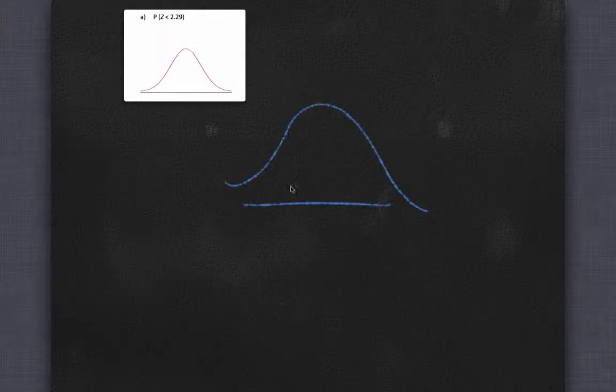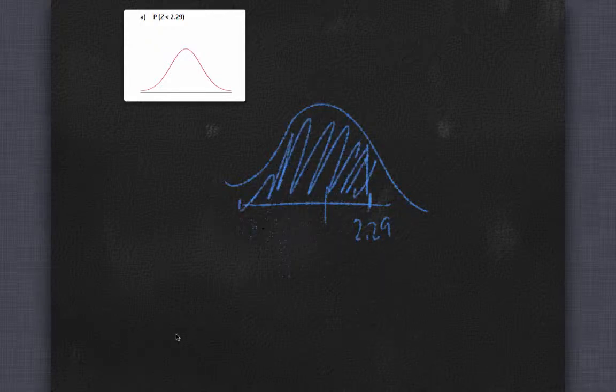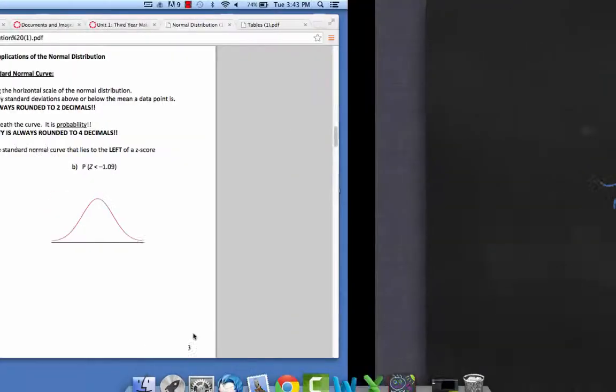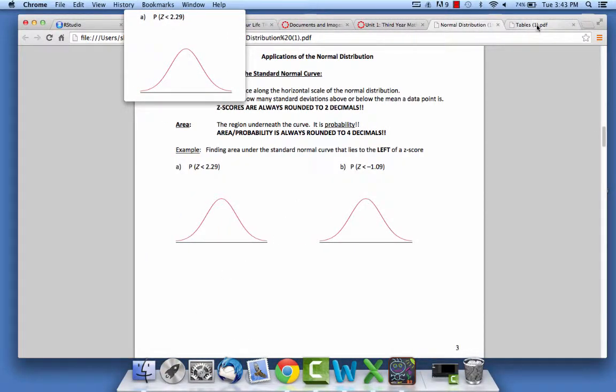So I take the curve. 2.29 is going to be on the right because we're in z-scores. So here's 0, 2.29 is over here. And I want that tail, right? So I just look here.